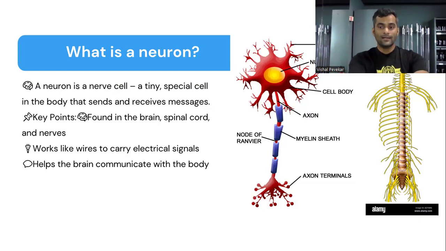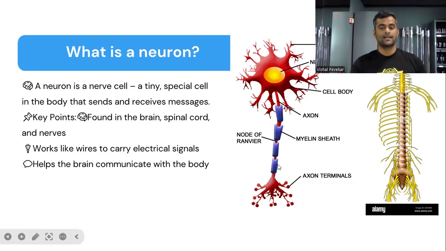So if you look at this image here, what you see is how it's made, right? So this is what the structure looks like. It has dendrites, it has a nucleus, it has a cell body, it has an axon, and everything has some important role to play, which we will not go into in detail for now.